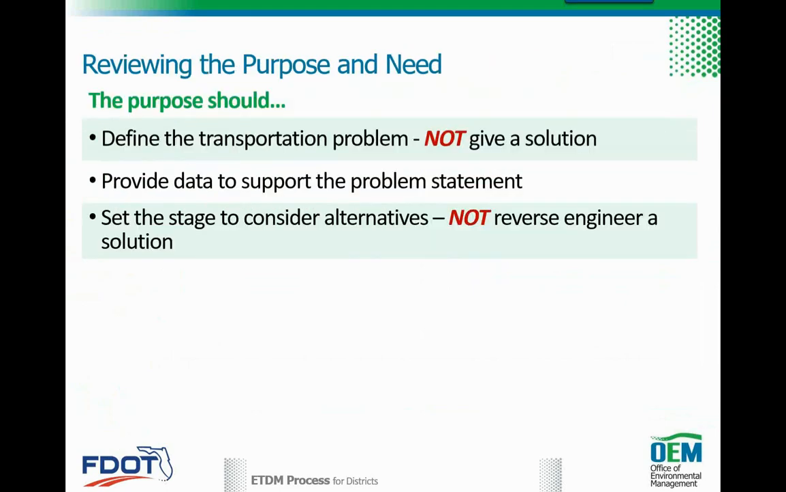So if we think about the purpose and need, we tell them while they're looking at things, make sure we're not giving a solution. We really need to be defining the transportation problem. When you're looking at it, the data really should support the problem statement. It really should set the stage for the consideration of alternatives. It should not be reverse engineering the solution.